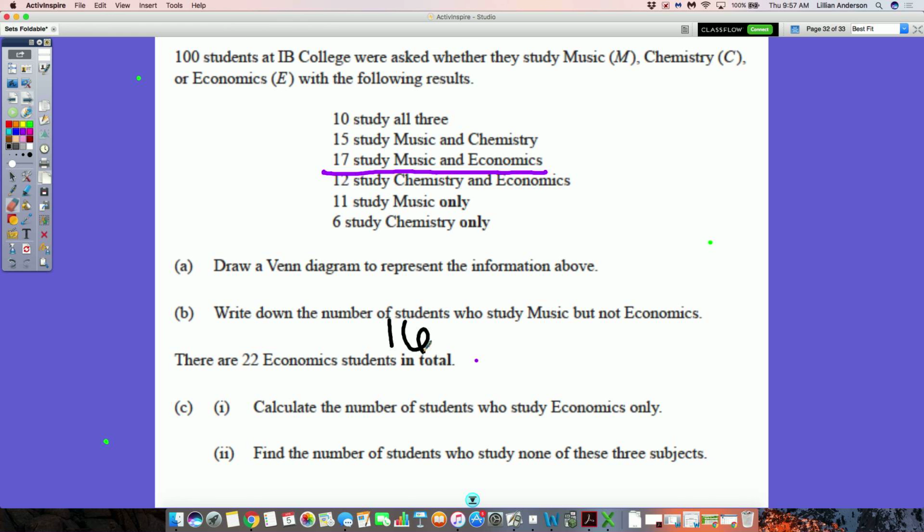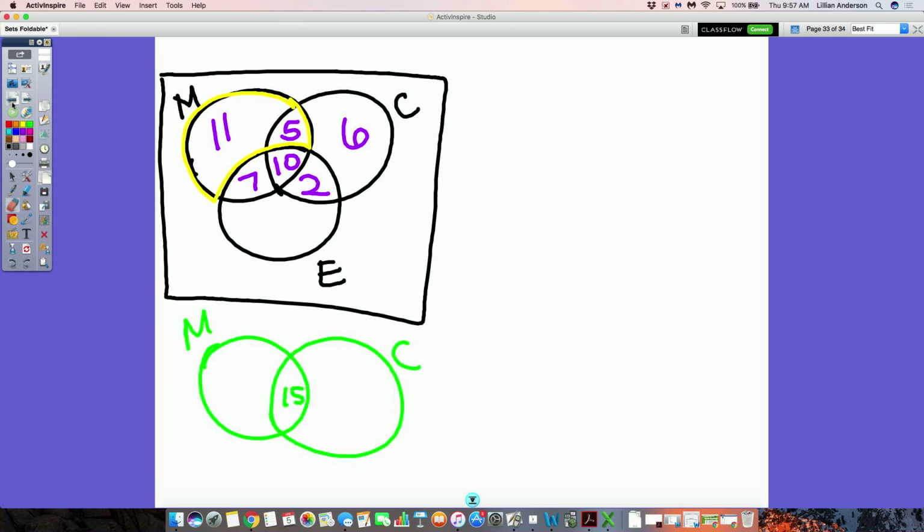Now it says there are 22 economics students in total. Calculate the number of students who study economics only, which means that 22 should be in this circle. So how many study only economics? 3. And you get that because 7 plus 10 plus 12 equals 19. 22 minus 19 is indeed 3.